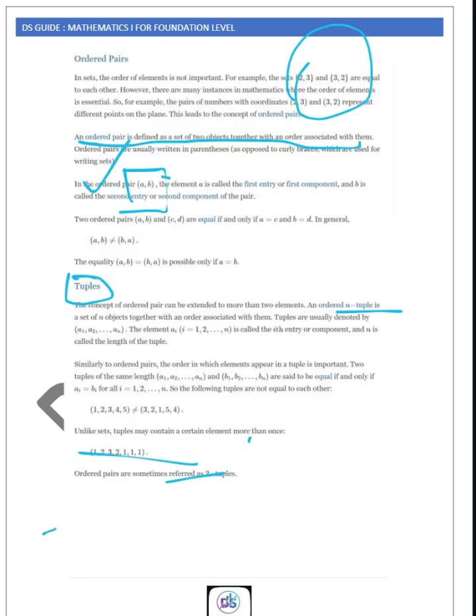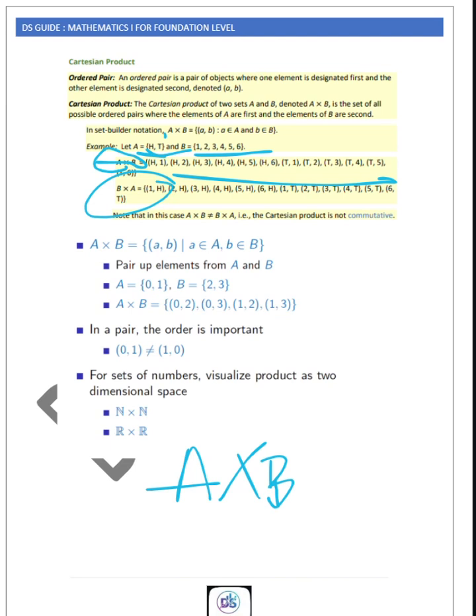Similarly, if I am asked to write B cross A, then I'll write the elements of set B first. So 1 comma H, 2 comma H, 3 comma H till 6 comma H, and then 1 comma T, 2 comma T till 6 comma T. This will be my Cartesian product.